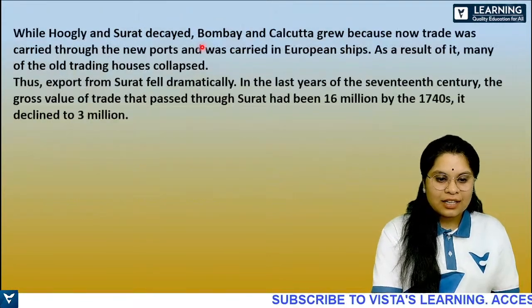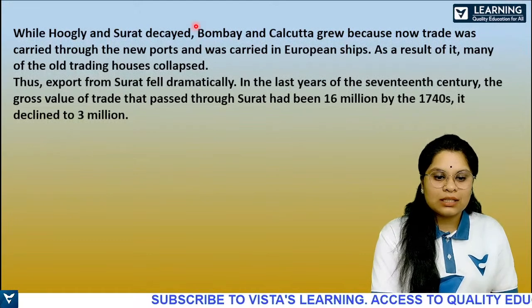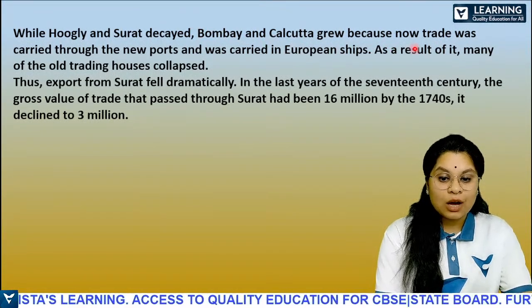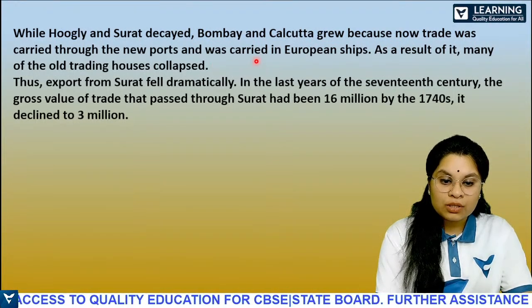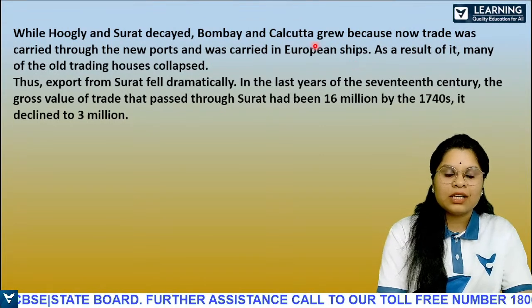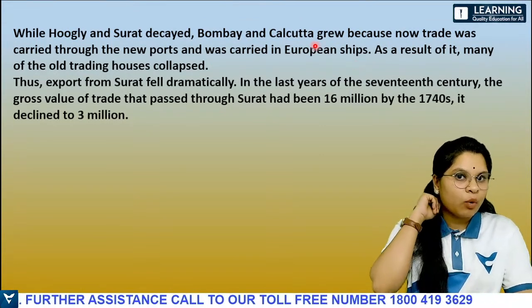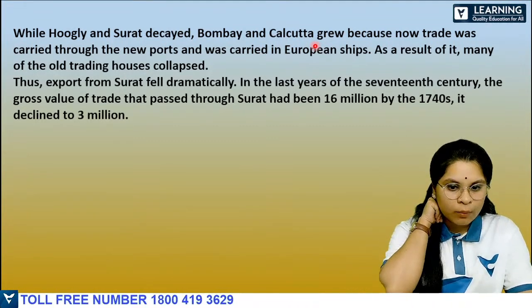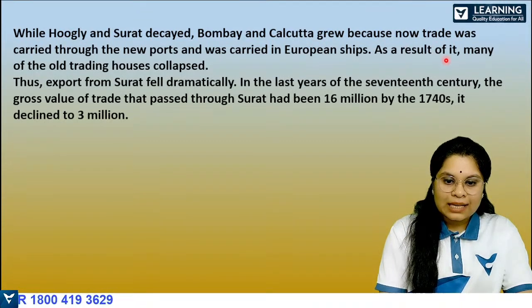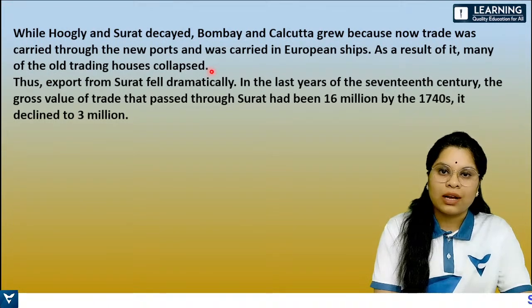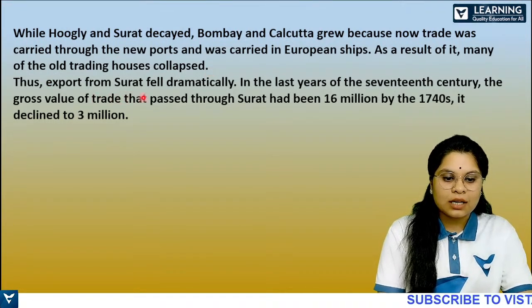Next point: while Hooghly and Surat decayed, Bombay and Calcutta grew because now trade was carried through the new ports and was carried in European ships. Right? So wherever there is a lot of trade happening, that port will definitely see a hike. So there will be growth in that particular port. As a result, many of the old trading houses also collapsed. So thus, the export from Surat fell dramatically.